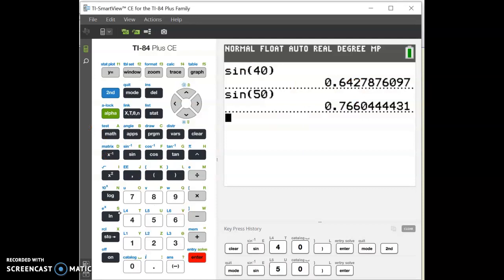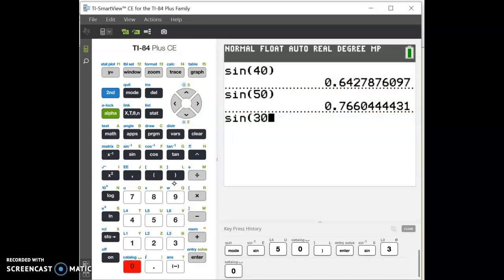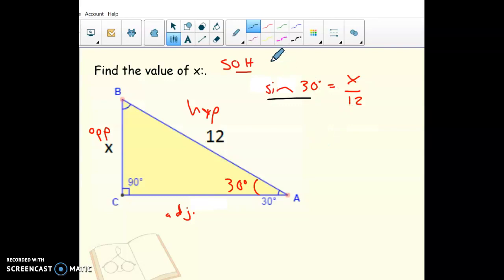Then what we're going to do is turn this side into a ratio. So I'm going to type sine of 30 degrees, and that turns out to be 0.5. That really says if the angle is 30 degrees, our ratio is 0.5 to 1. Remember, sine is opposite over hypotenuse, so for every half there is in the opposite side, there's 1 in the hypotenuse.